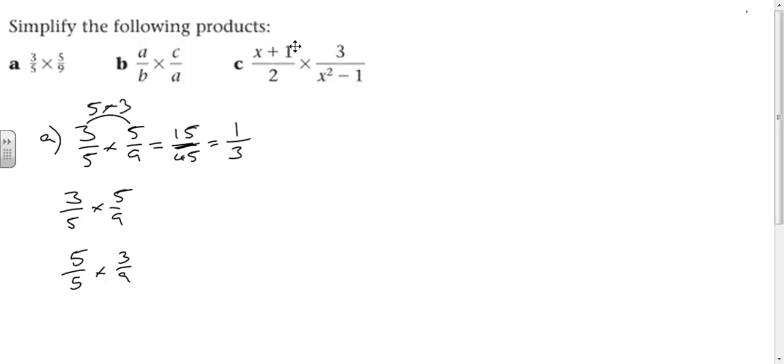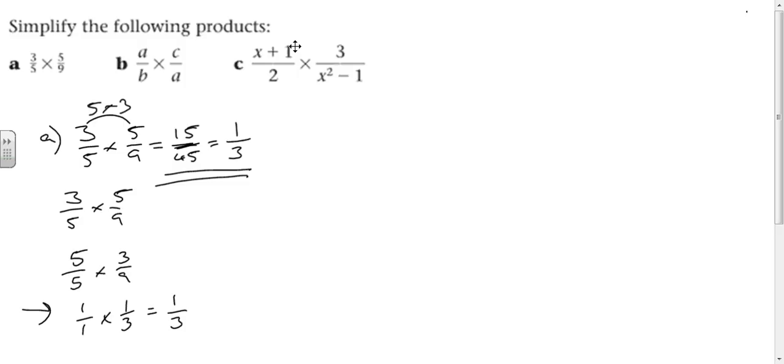Now, 5 over 5 is a fraction, it's just 1. We're going to write that as 1 over 1. And 3 over 9 is going to be 1 over 3 by cancelling down by 3. So 1 times 1 equals 1, 1 times 3 equals 3. Now you may think that doing it this way is actually easier, but when it comes to doing algebra, it's actually going to be easier doing it this method here.